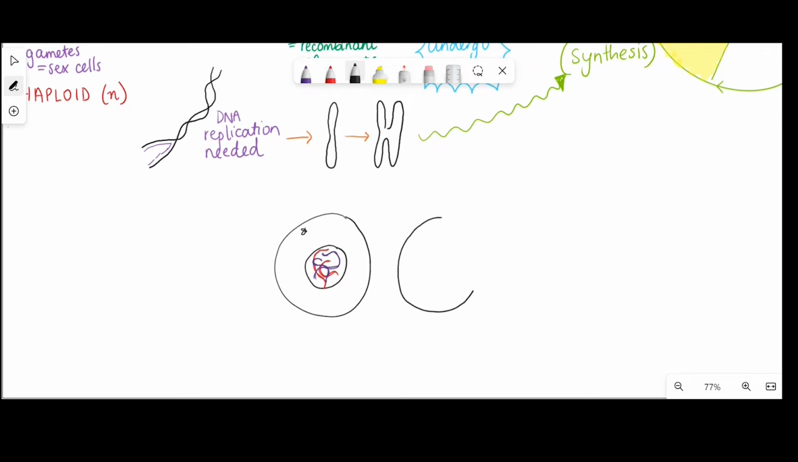This second cell I'm showing you is prophase. This is the stage where the chromosomes condense, they get shorter and fatter, and we can see them under a light microscope. The nuclear envelope starts to break down, and we have these centrioles moving to the poles of the cell, and they're going to create those spindle fibers.